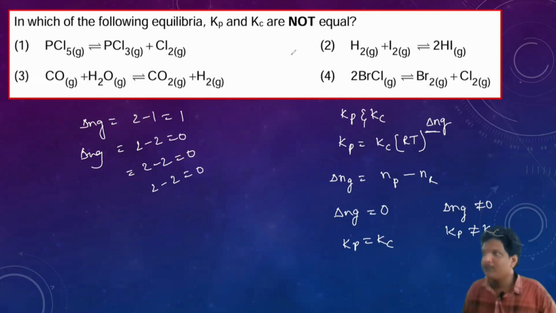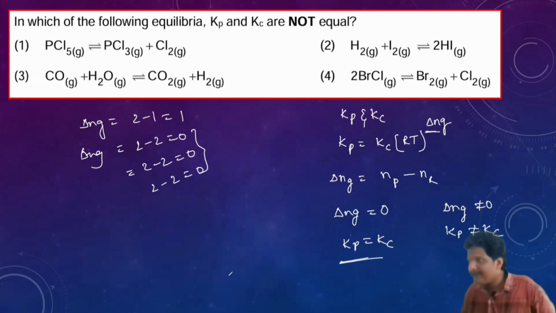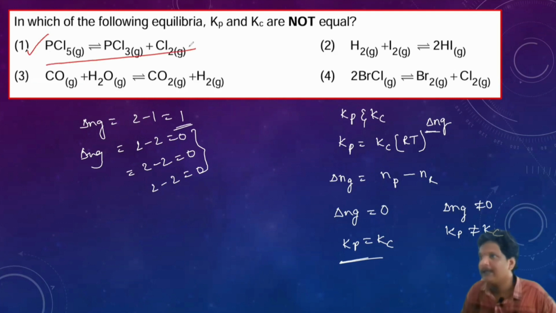So for options 2, 3, 4, we have 0 value of delta Ng, which gives Kp equal to Kc. Whereas in the first reaction we have 1. So it means it does not equal. So Kp is not equal to Kc for this reaction 1. So the correct option is 1.